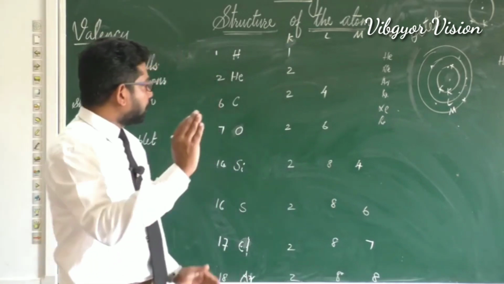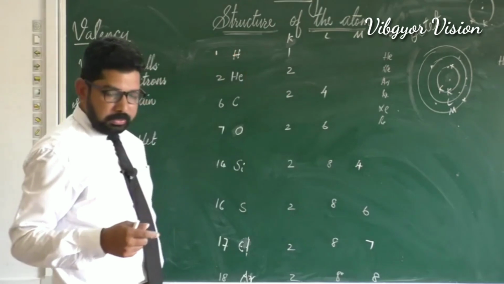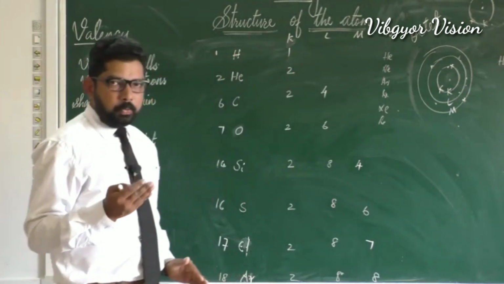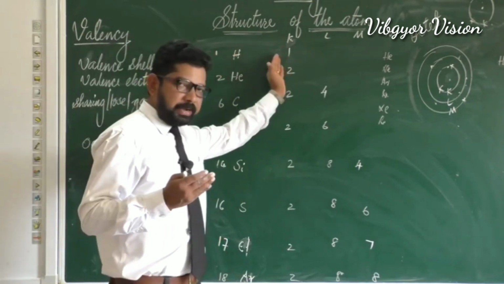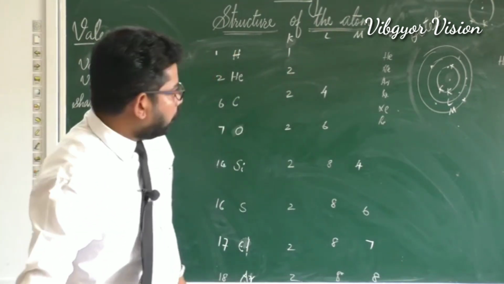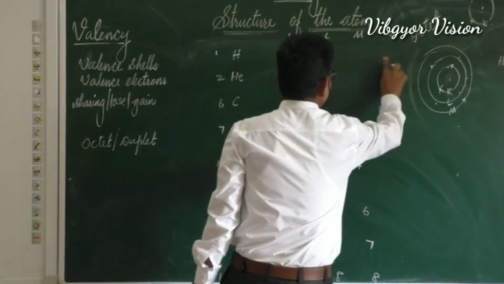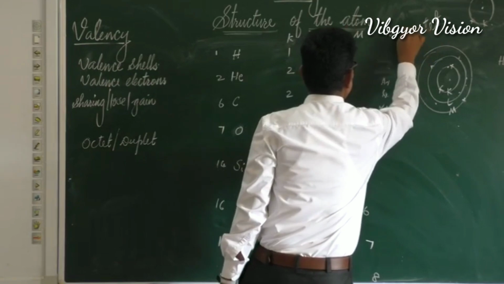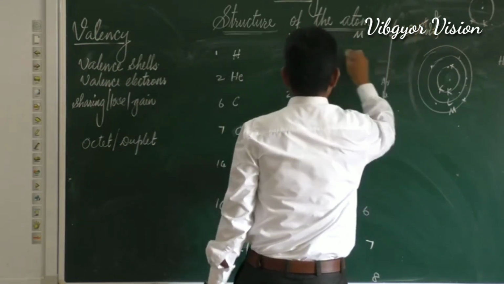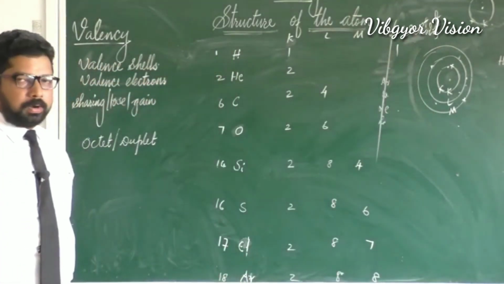To get the 2 electrons, hydrogen atoms will share. So as hydrogen atoms share 1 electron, to get 2 electrons they have to either get 1 electron or share 1 electron. So only 1 electron they are sharing, so their valency, in the last column we can write valency, will be 1. So valency of hydrogen is 1.